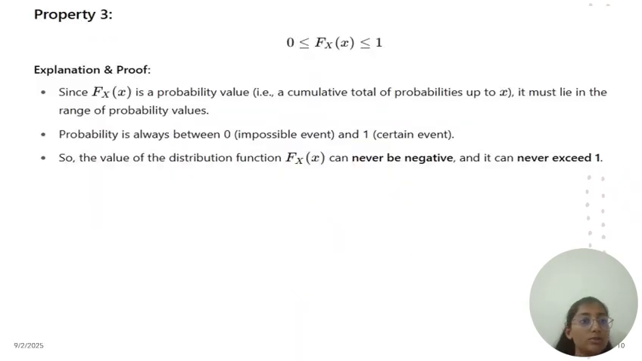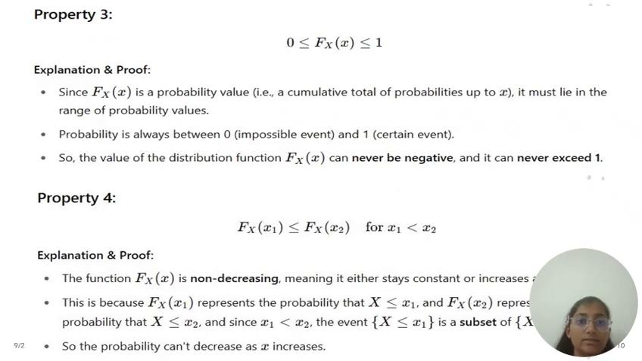Coming to property 3, it tells that the probability lies between 0 and 1. It is represented as 0 less than or equal to F_X of x less than or equal to 1. Here the probability is never going to go below 0 or above 1. It is in between the values of 0 and 1, or equal to 0 or equal to 1.